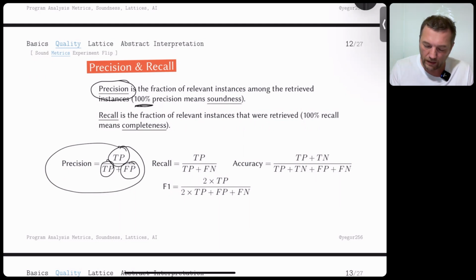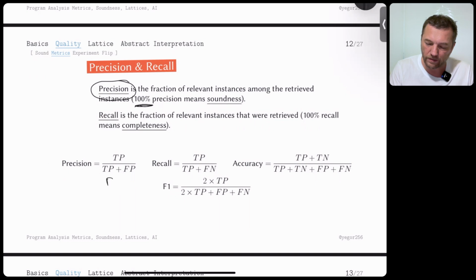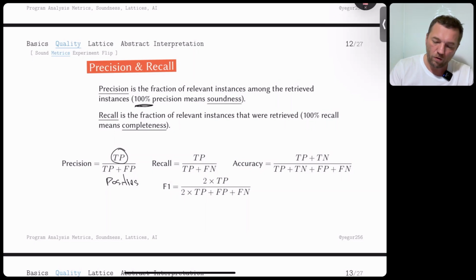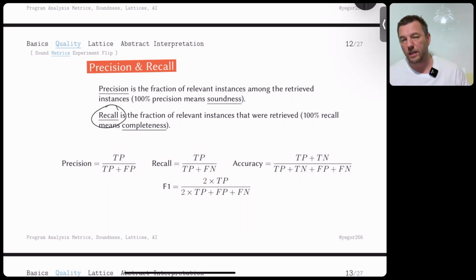So basically, at the bottom we see the total amount of positives. So when the analyzer gave me 100 positive answers, 100 times the analyzer said, yes, there is a bug, the question is, how many of them were true? And only 70 of them were true. So we say the precision of this analyzer is just 70%. And there's another property which is called recall. Recall is, as you may guess already, the same but for the completeness.